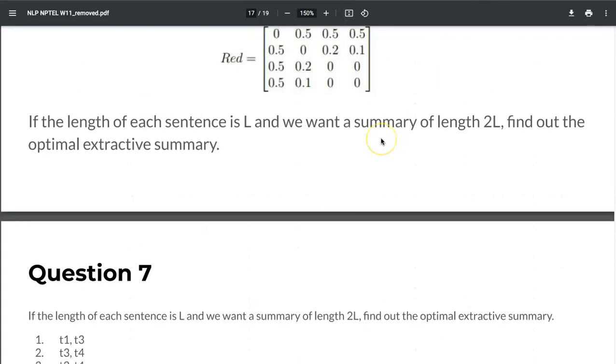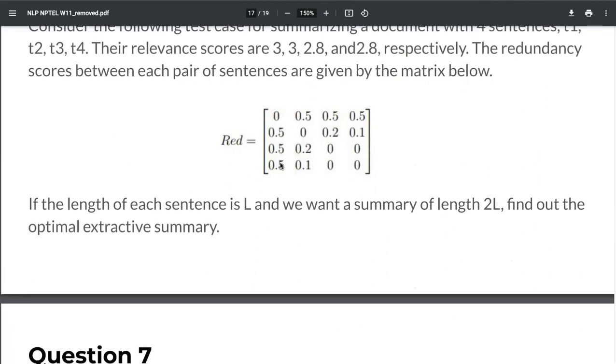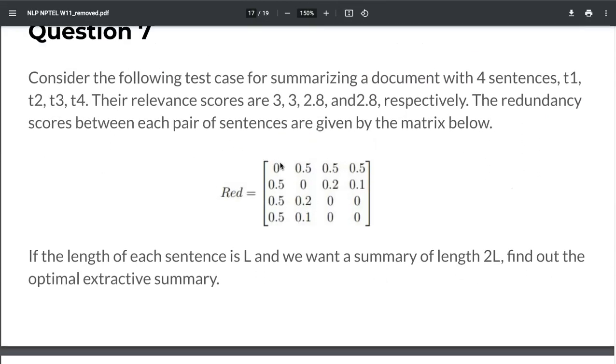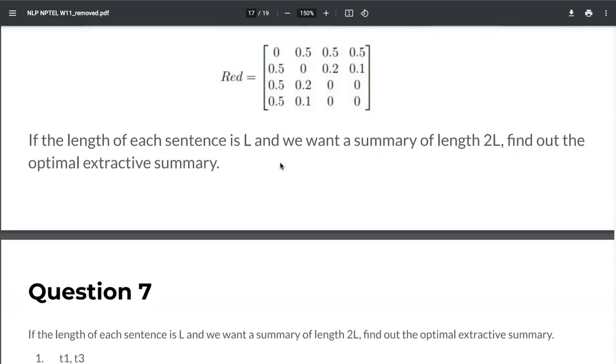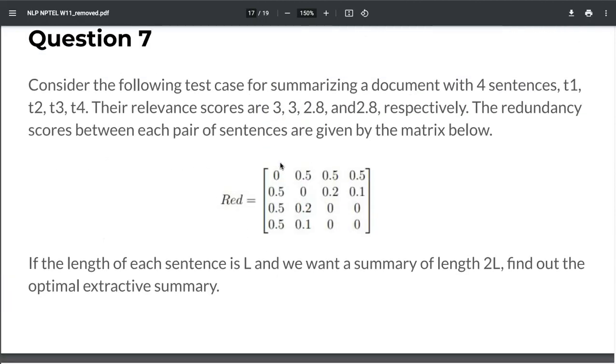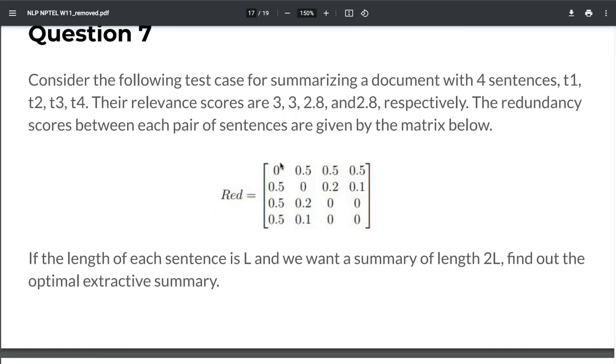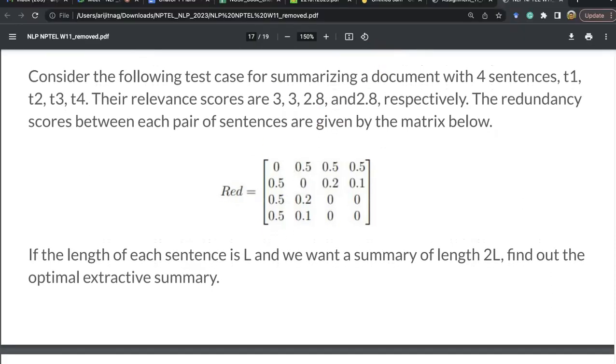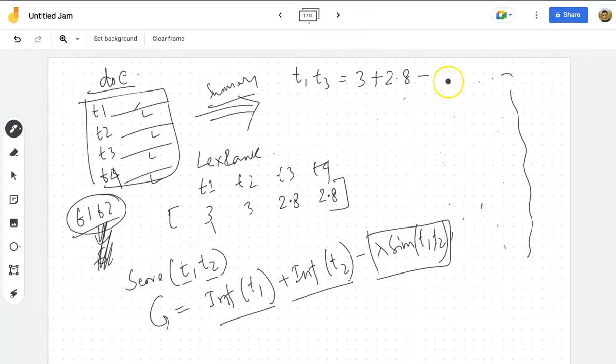The lambda value is not given here, so just think of it as 1. They will mention it, but just for the time being, suppose lambda is 1, so you just need to subtract the similarity, which is basically the redundancy. So the redundancy score of T1 and T3.